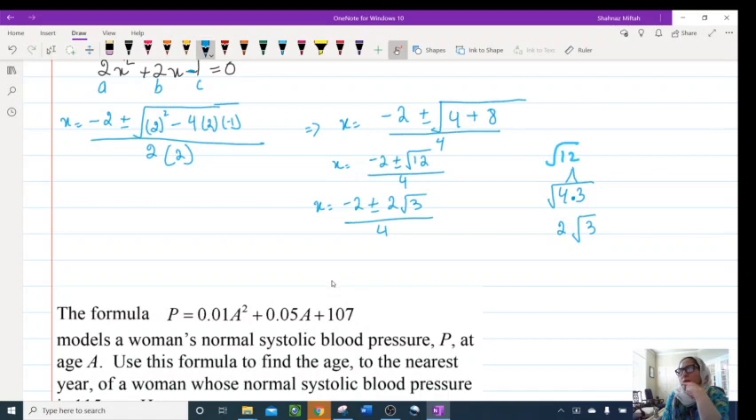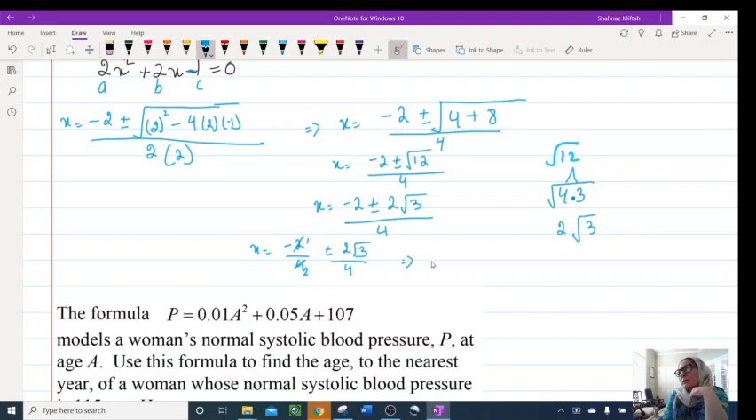What else can I do here? Can I simplify this further? I think I can. Since it's one denominator, I can split the fraction, something like this. Negative 2 divided by 4, and positive or negative 2 square root 3 divided by 4. Do you see that? I can simplify this.